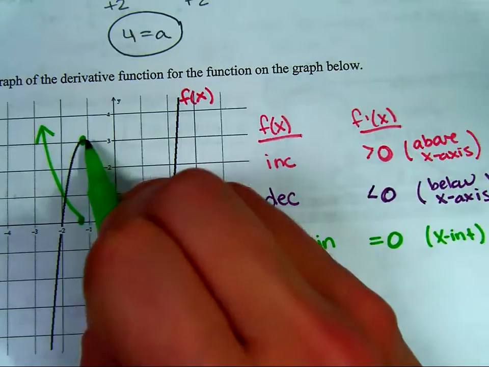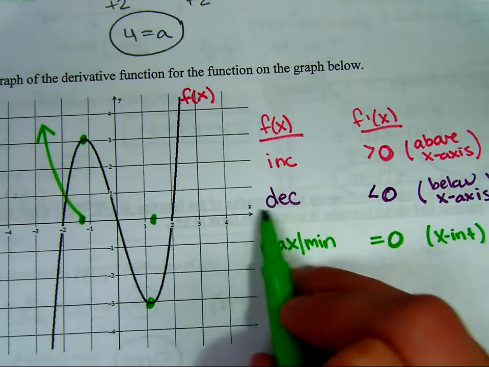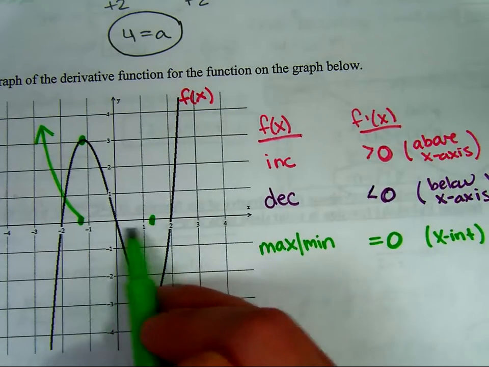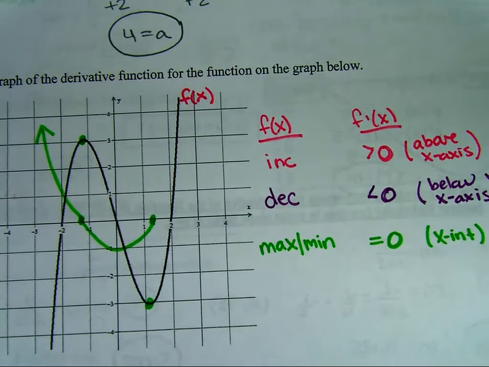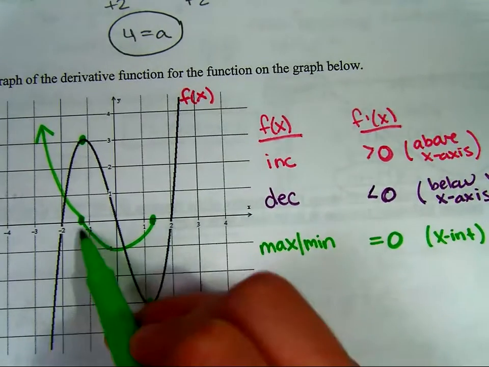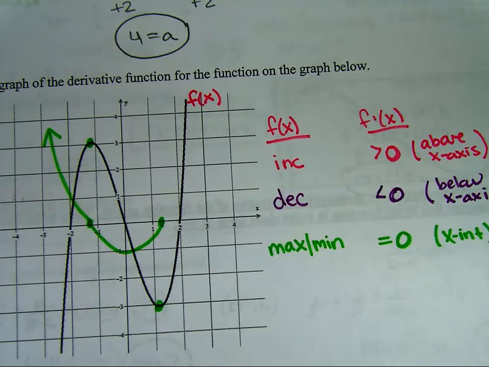Then in the middle of this f of x graph, we were decreasing. Decreasing means our derivative is less than 0, or below the x-axis. So in between these x-intercepts, we should dip below the x-axis. Again, it's a sketch. I don't know how far below. It could go way down. It might just go a little bit down. We're just sketching. As long as it's below, you should be good.